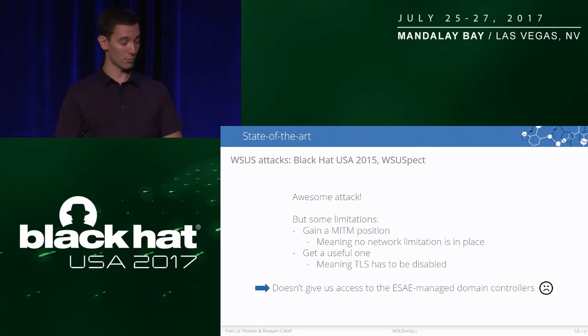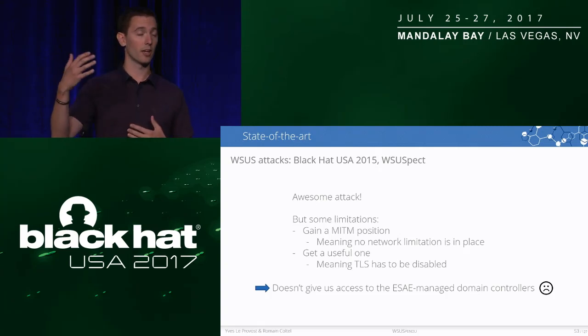It's really interesting to use this, but there are some limitations. The first one is that you have to get a man-in-the-middle position. So if there are network limitations like private VLAN or anything else that prevents you from gaining this man-in-the-middle position, then you're basically screwed. The second one is that when you have this man-in-the-middle position, you need to get a useful one. Microsoft is really pushing forward to enable TLS inside your enterprise network between the WSUS clients and the WSUS server.